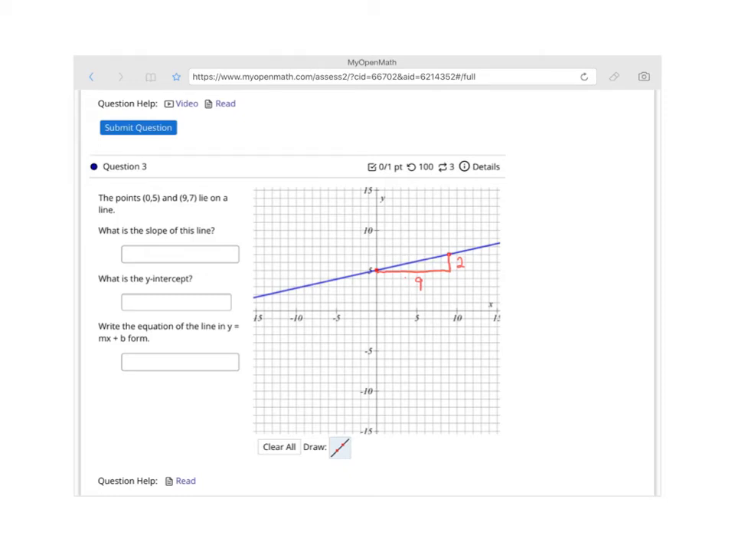It's positive because it's going up as you're moving from left to right. So as I'm going from left to right in this direction, the line is actually going up. So that's why it's a positive slope.